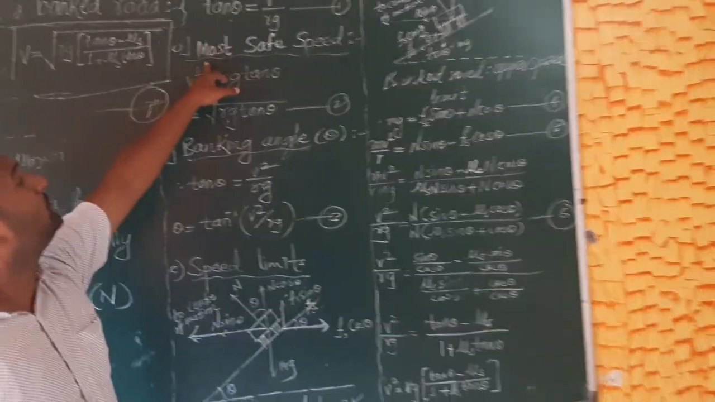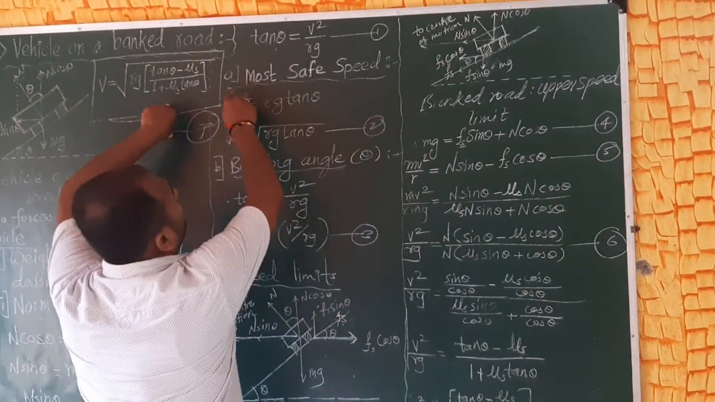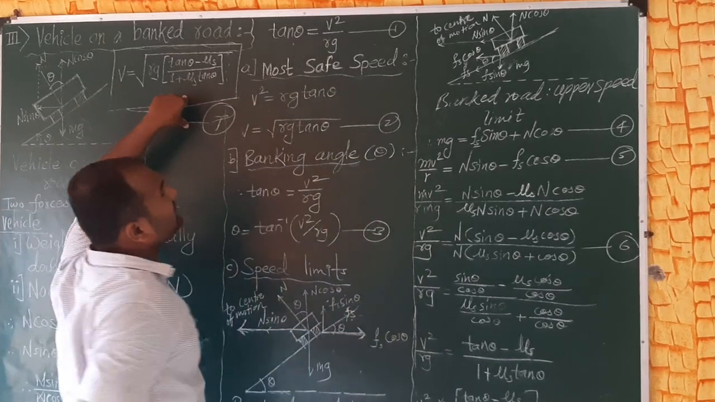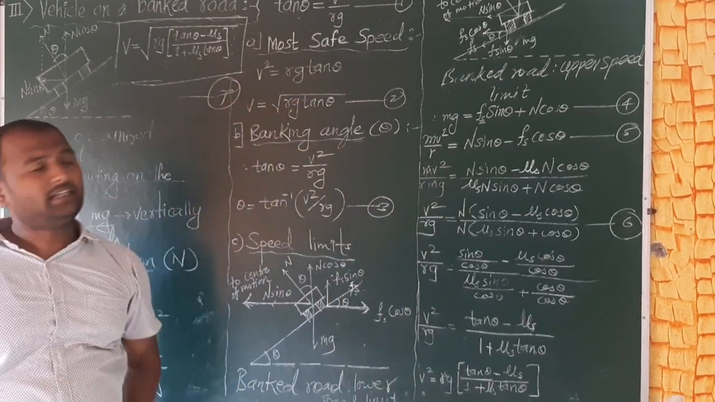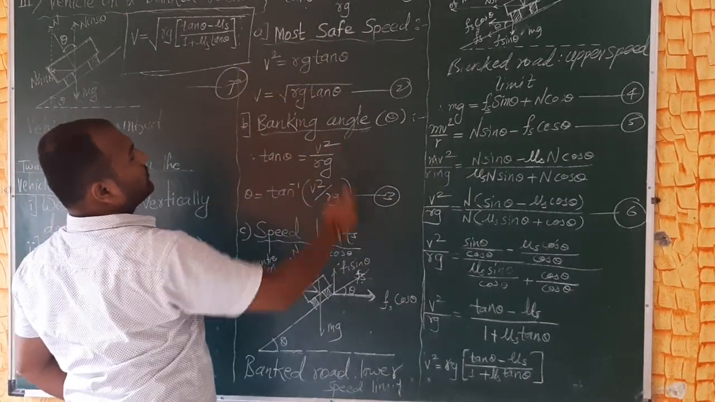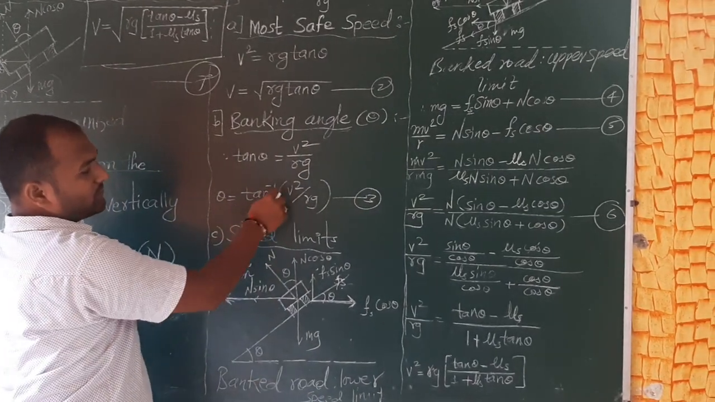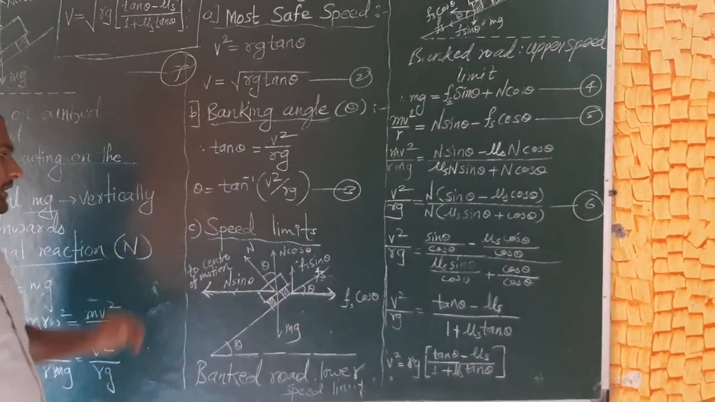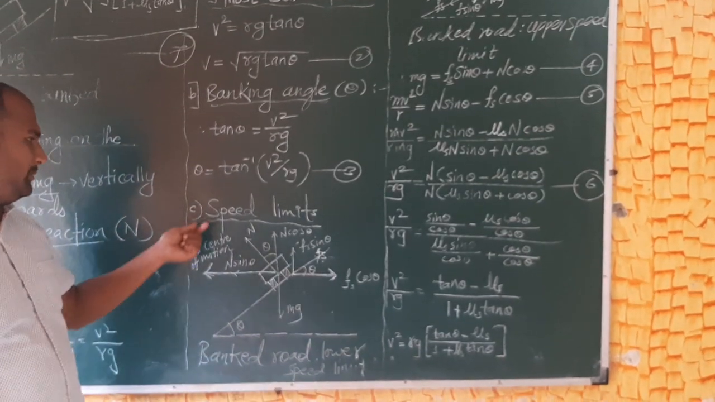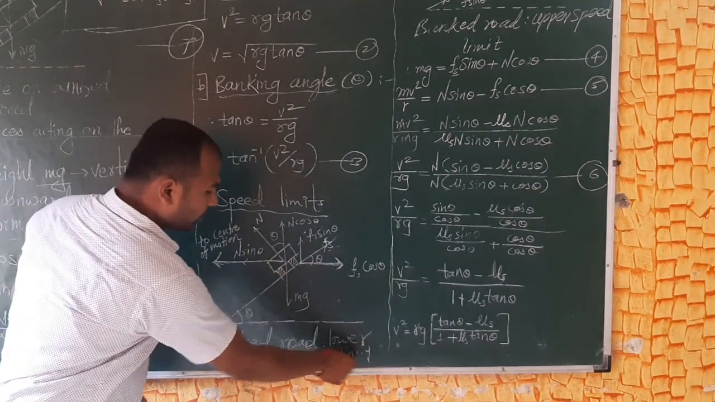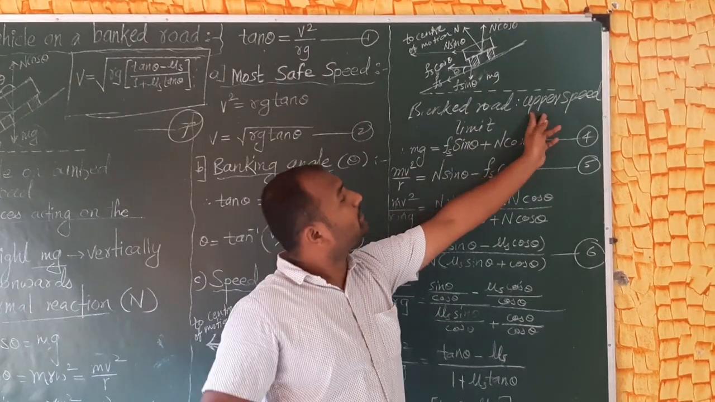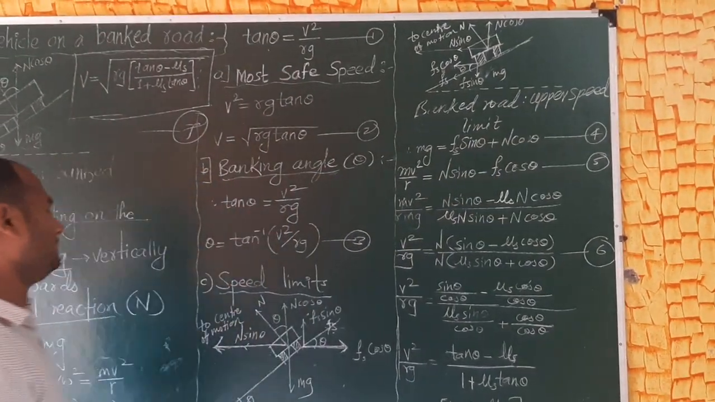Then we studied the most safe speed, that is v square is equal to rg tan theta, so v is equal to under root rg tan theta. Then we found the banking angle, that is theta is equal to tan inverse of v square upon rg. Then we have to study speed limits, the lower speed limit. The upper speed limit we will see in the next lecture.